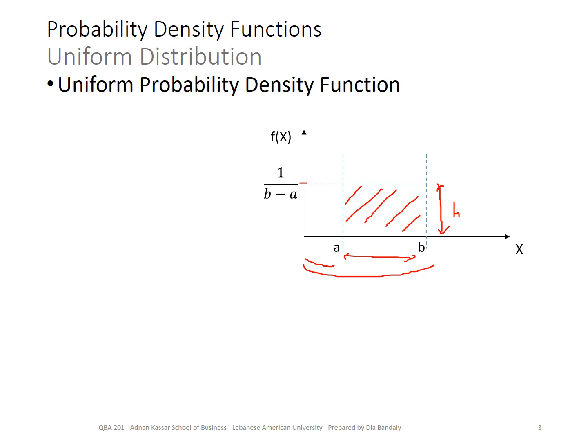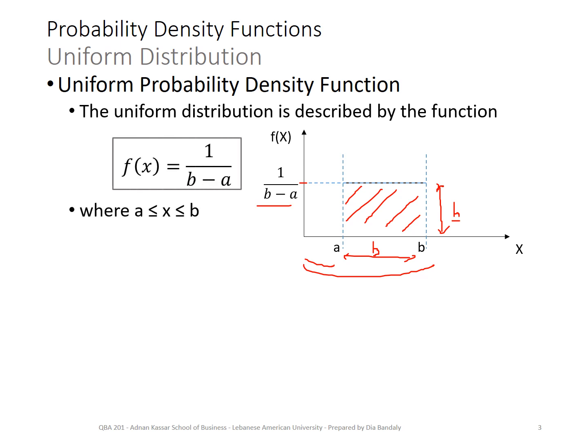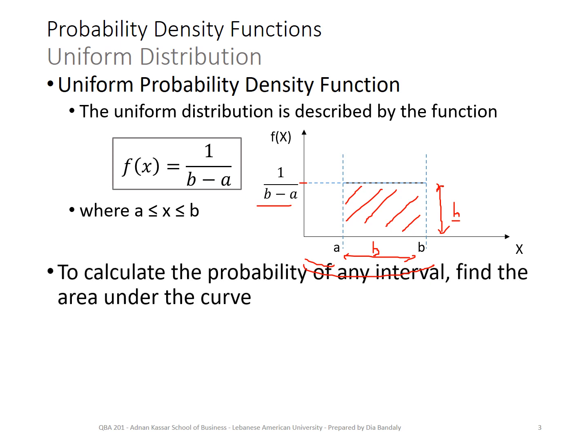Now when I multiply the base, b minus a, times the height, which is now 1 over b minus a, I get 1, which is the area, which makes f of x my probability density function. That's why a uniform distribution has this function, 1 over b minus a, where b is the upper limit and a is the lower limit. And now I'm able to find the probability of any interval for x.